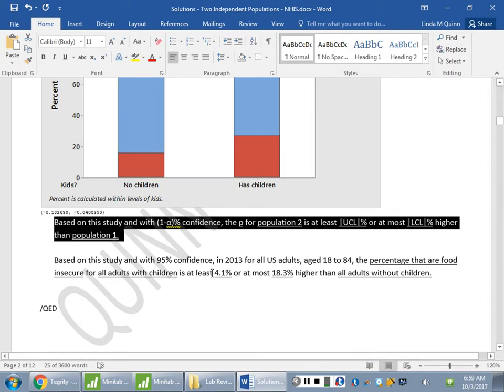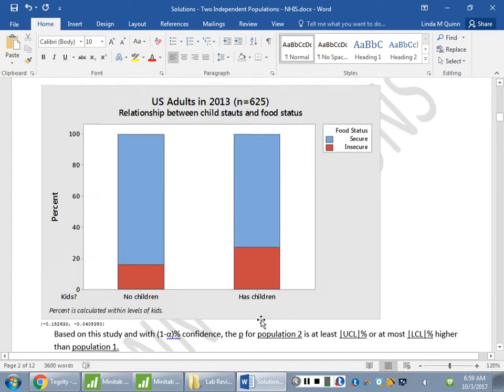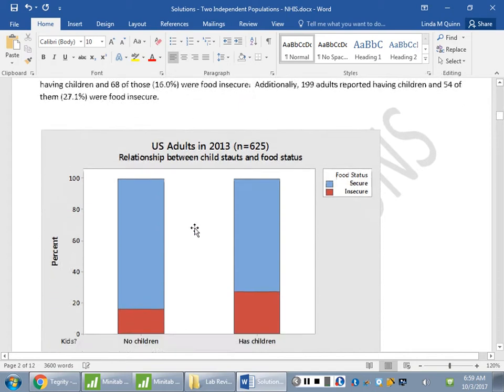Is at least 4.1%. So I'm taking the absolute value there of the upper confidence limit, which is this negative number here, or at most 18.3% higher than all adults without children. Okay? So that's our inferential conclusion. It lines up with what we're thinking, right? That according to our descriptive statistics, people having children are more food insecure.